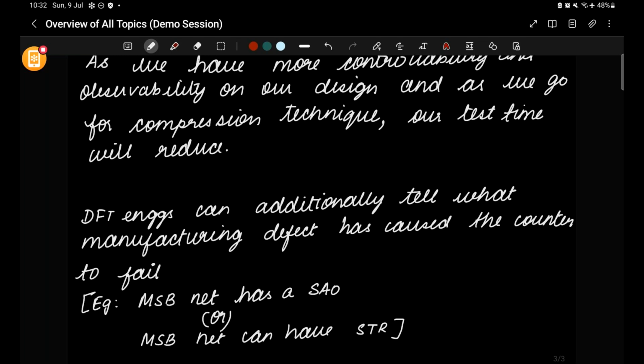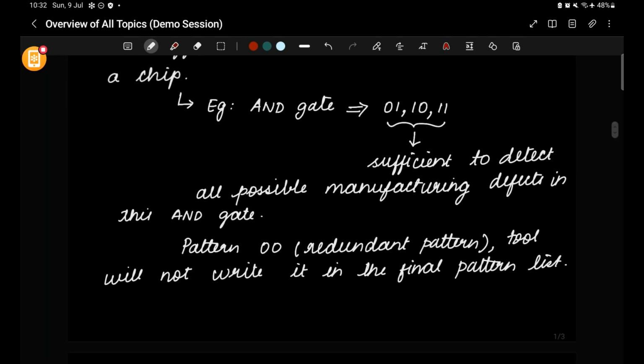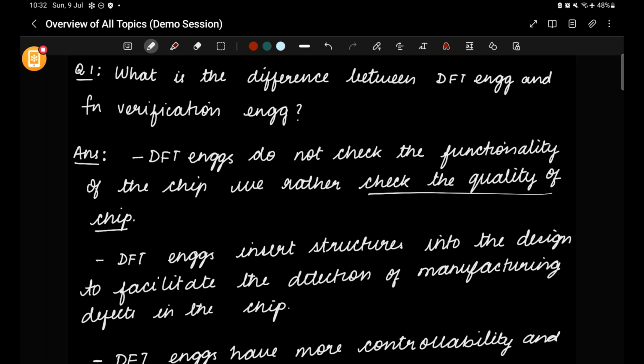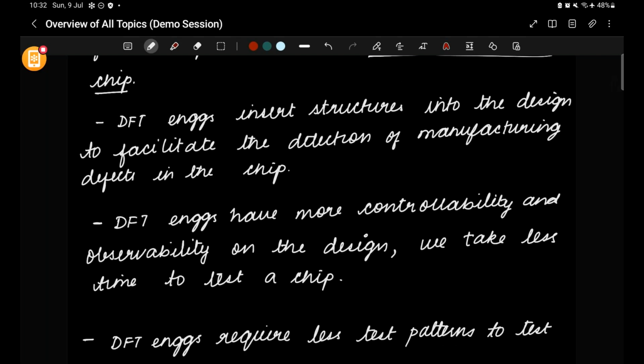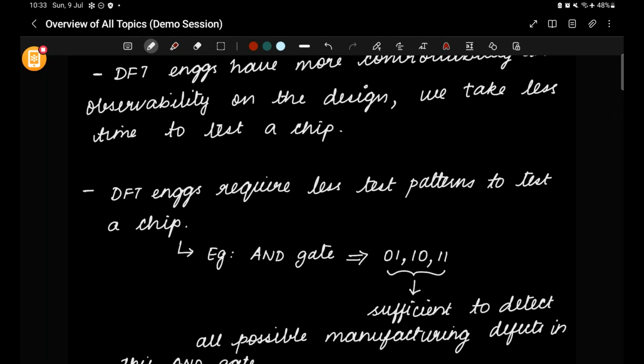This is an important question which most interviewers ask, and this is how you can address it. First you can give your points: we DFT engineers do not check the functionality, we check the quality of the chip, that is, whether there are any manufacturing defects in the chip or not. DFT engineers insert structures into the design to facilitate the detection of manufacturing defects. We have more controllability and observability on our design, so we take less time to test the chip compared to a functional verification engineer. And DFT engineers also require fewer test patterns to test the chip.